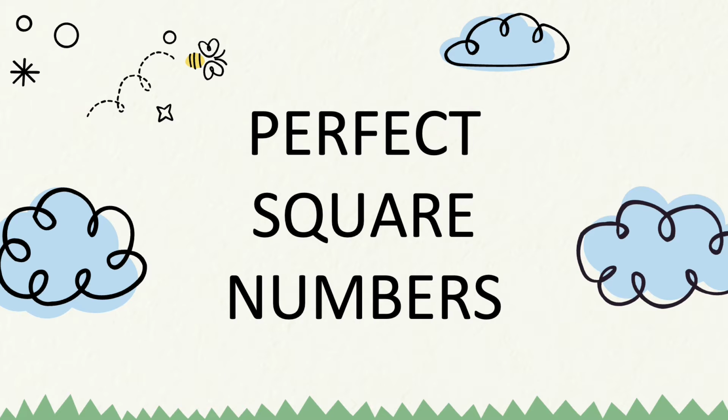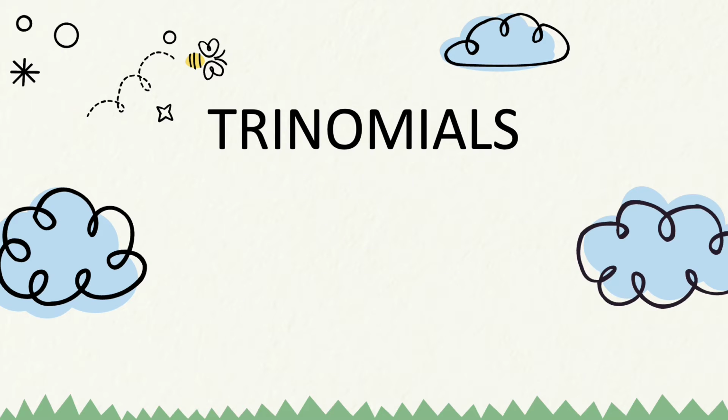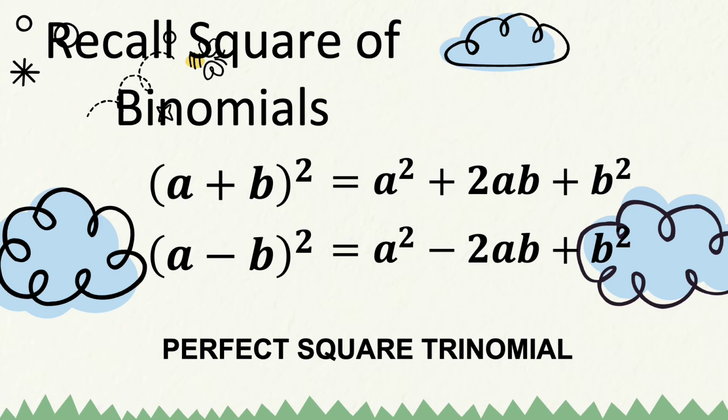Okay? Next, we have trinomial. Pag sinabi nating trinomial, ito yung meron tayong 3 terms na merong dalawang operasyong nagse-separate sa kanila. Ayun ang tinatawag na trinomials. Recall natin ang square of binomials bago tayo mag-proceed sa perfect square trinomial, kasi sabi natin, factoring is the reverse process of multiplication.